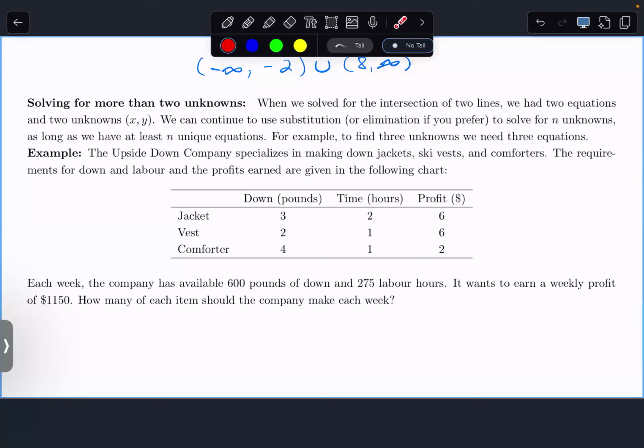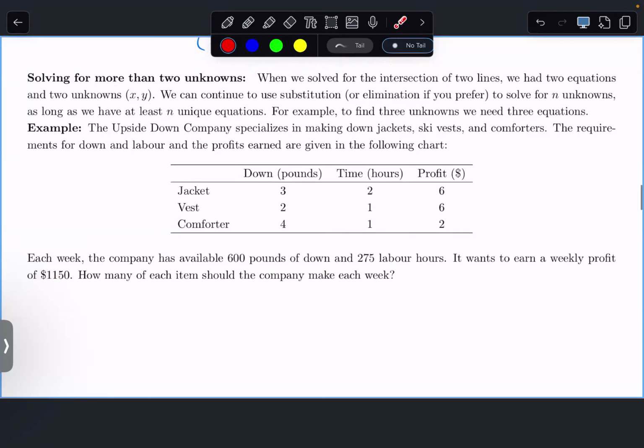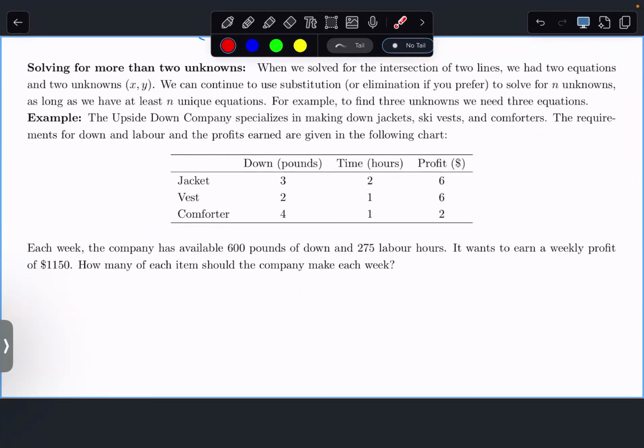Maybe it is just 6, I don't know, doesn't matter. So we know the requirements for the vests and the comforters. Each week, the company has available 600 pounds of down, 275 labor hours, and a goal of a weekly profit of $1,150. How many of each item should the company make each week?